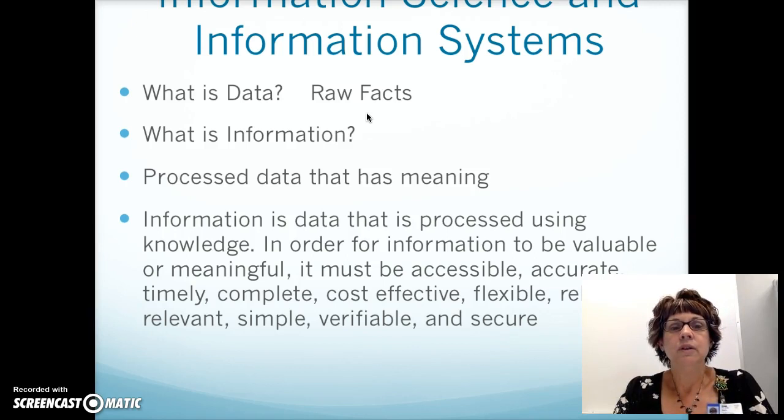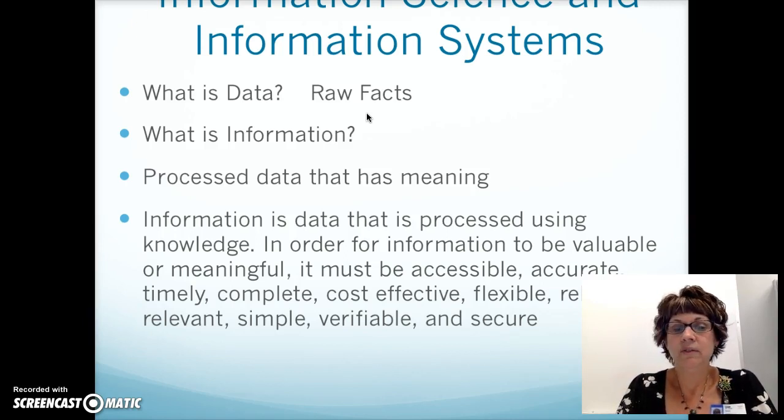Now, chapter 2 is about information science and information systems. And I realize you probably can't see that top line, but this is all about information systems and data. What is data? That's nothing but the raw facts that we collect from all the different places that we teach our students, subjective, objective data. But then what's information? It's the processed data that finally has some meaning. All that data we collect means nothing until we process it. Information is data that's processed using knowledge.